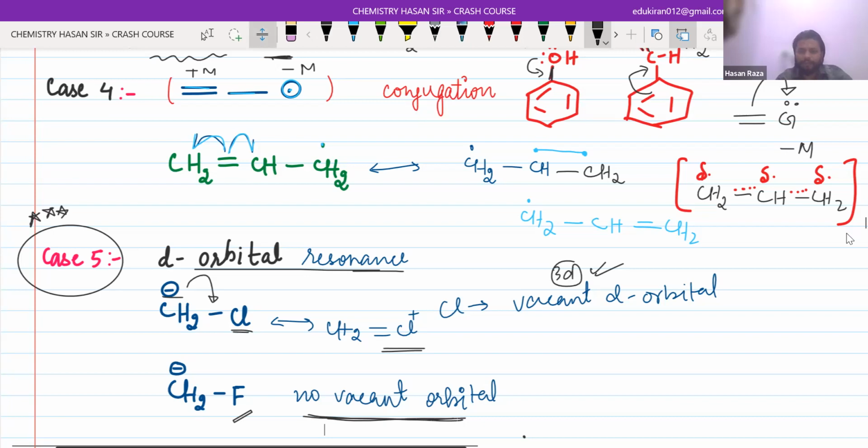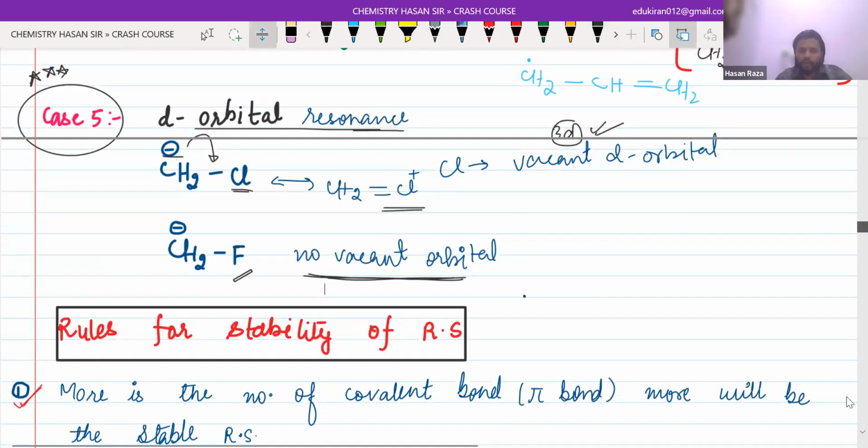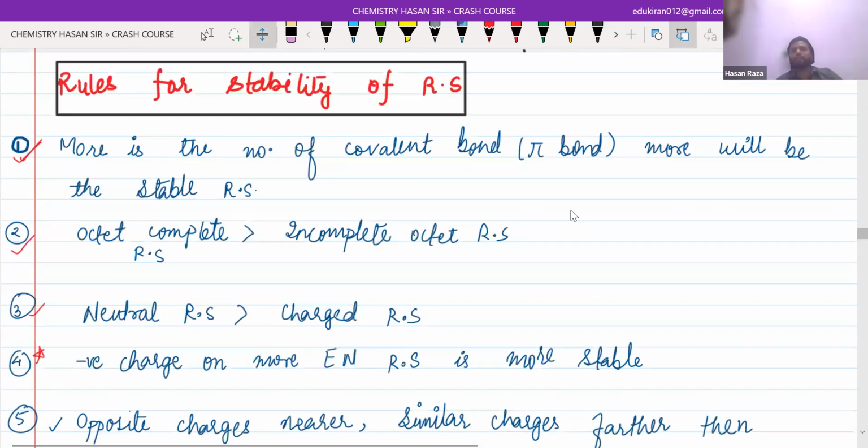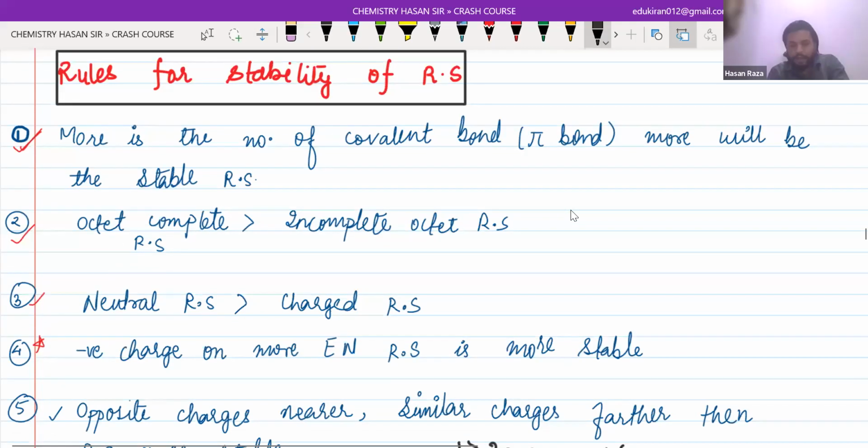Okay. Now, rules for stability of resonating structure. If you are given two or more resonating structures, how are you going to decide which one is more stable and which one is less stable? There is a simple rule.